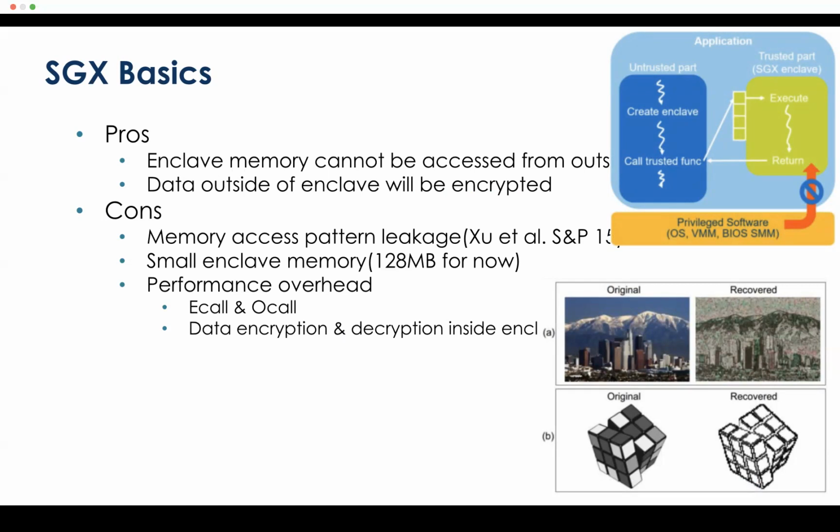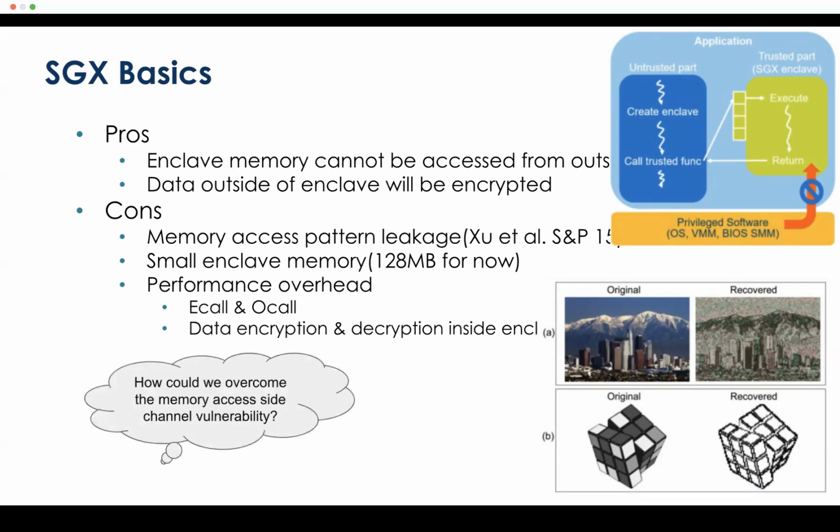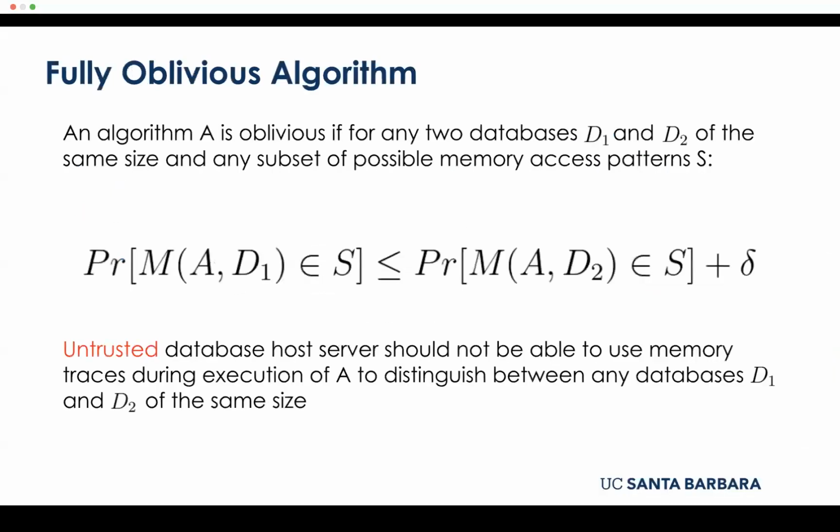Second is the small enclave memory, which is only 128 megabytes for now. And it also comes with a lot of performance overhead, including the SGX E-call and O-call, and also data encryption and decryption inside the enclave. A natural question to ask is, how could we overcome the memory access pattern vulnerabilities?